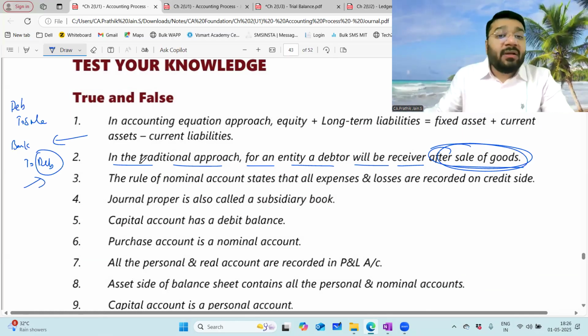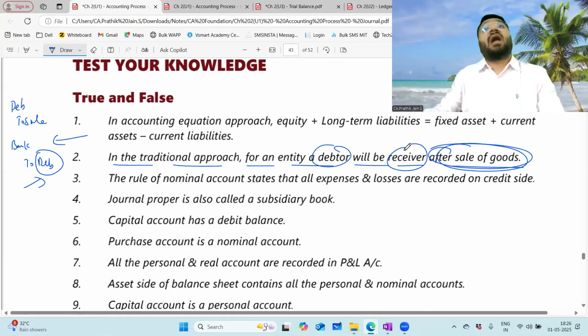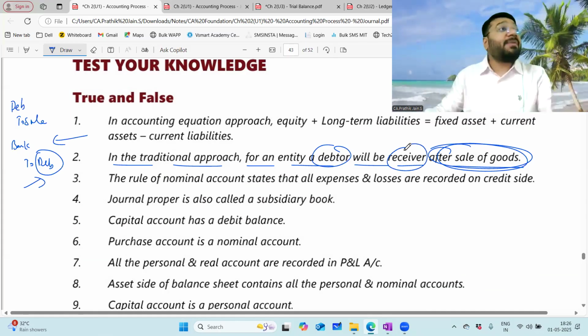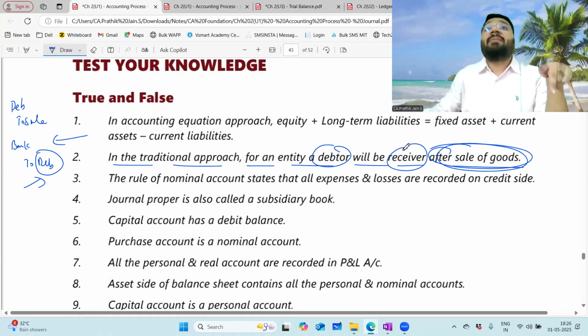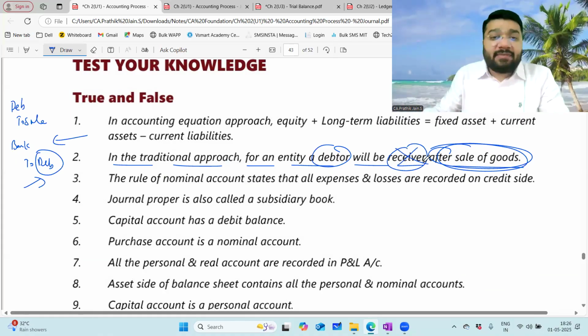What are they telling here? Debtor will be the receiver after sale of goods. After sale of goods, what happened? Payment comes. So at that time, he's the giver of the money. So debit the receiver, credit the giver. So he's giver, not the receiver.